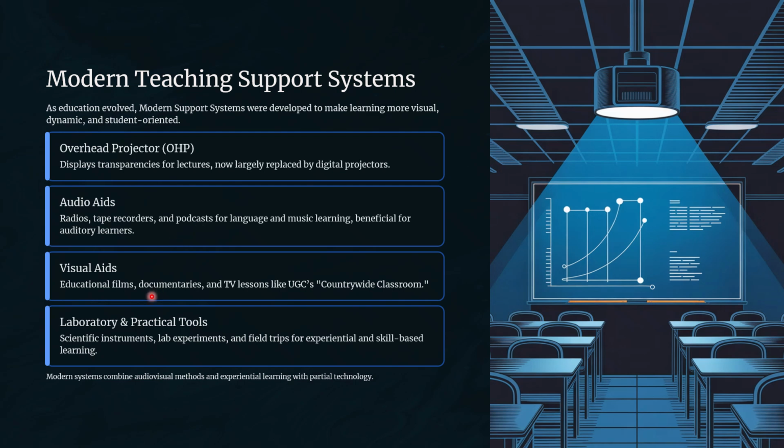The next one is visual aids. Educational films, documentaries, and television lessons can make learning more interesting. This PPT is an example of visual aid. The next one is laboratory and practical tools. Scientific instruments, laboratory instruments, experiments, and field trips provide experimental and skill based learning. So, modern system combines audio, visual, and practical methods with some use of technology.